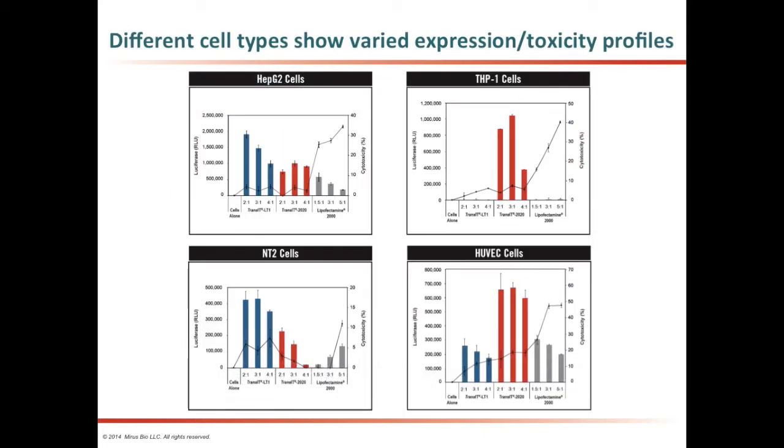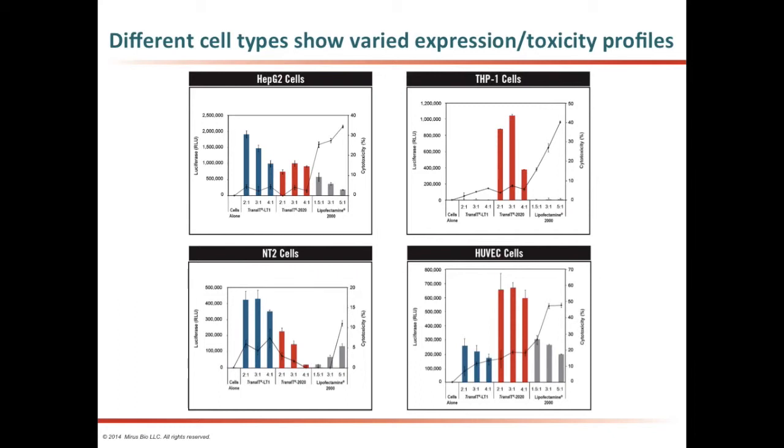So all of those experiments were with HeLa cells, but of course the story changes with each cell type. So here are 4 cell types, HepG2, THP1, NT2, and HUVEC with different toxicity and expression profiles.